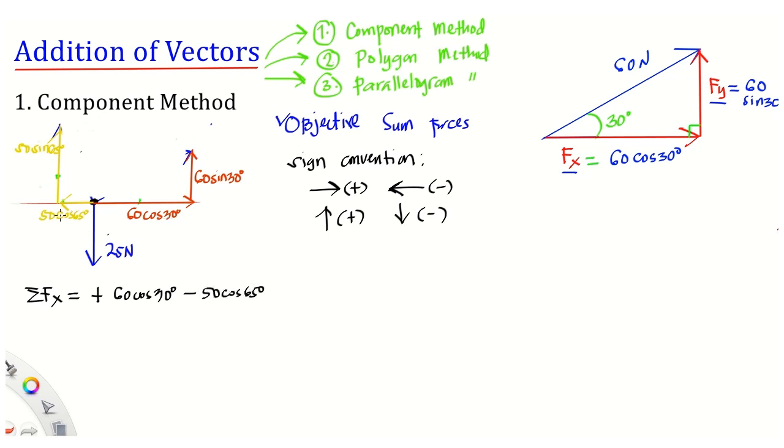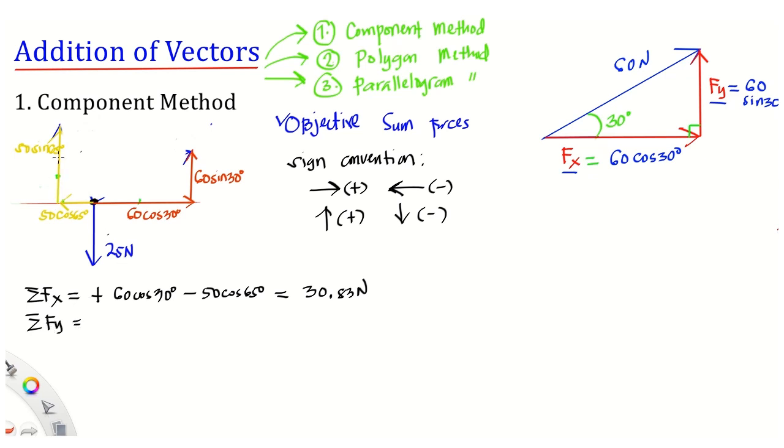Now, are there any other forces that are acting with respect to our x-axis? There are none. Only two, the 60 and the 50. So we would sum these two. We would use our calculator. It's just equal to 60 cosine 30 minus 50 cosine 65. So the total force that is acting on our x-axis is 30.83 Newton.